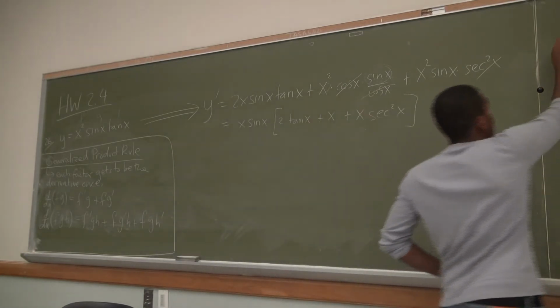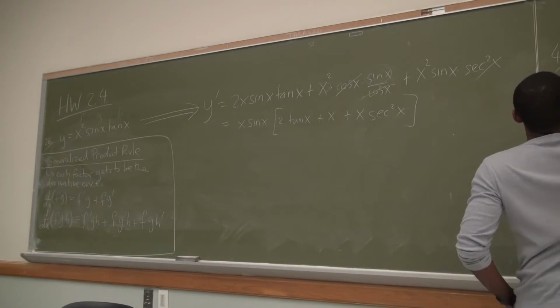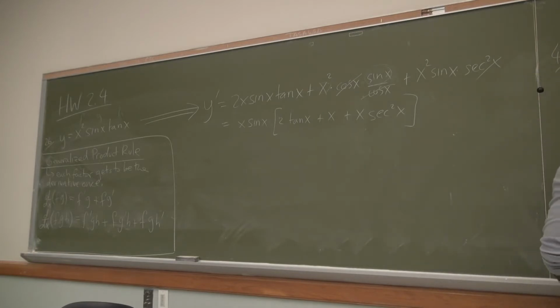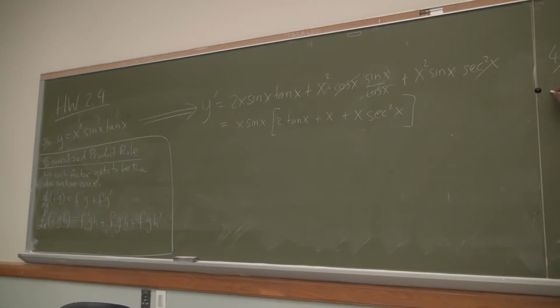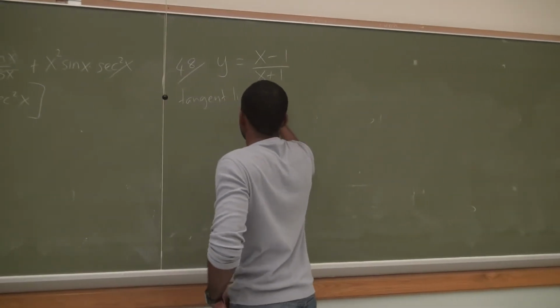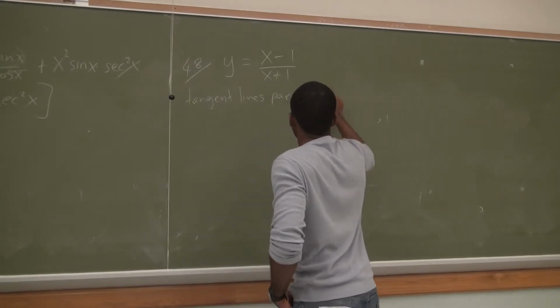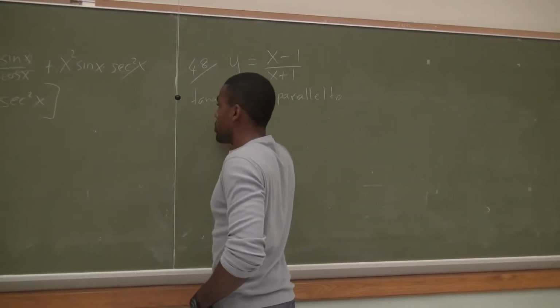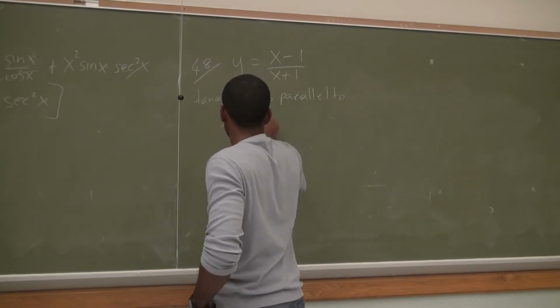If you go to 48. What does that say? It's like y equals x minus 1 over x plus 1. Yeah? And then it said find the line parallel to x minus 2y equals 2. Do you mean tangent lines? Yeah, the equation of the tangent line that's parallel to the line. Equation of tangent lines parallel to what was the line? x minus 2y equals 2.